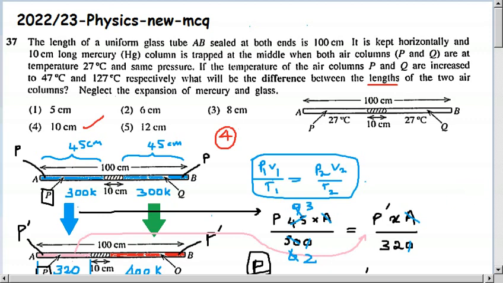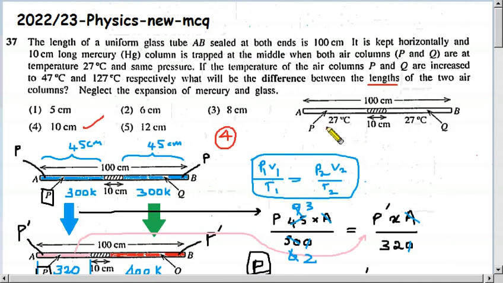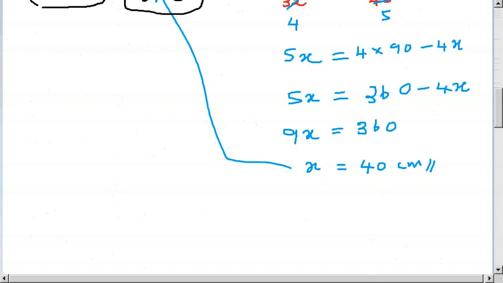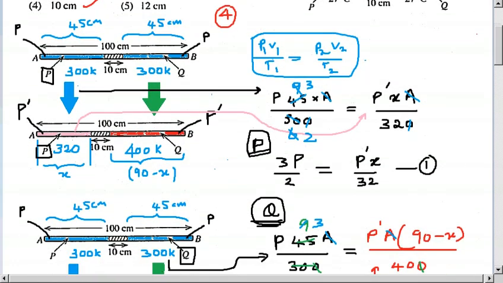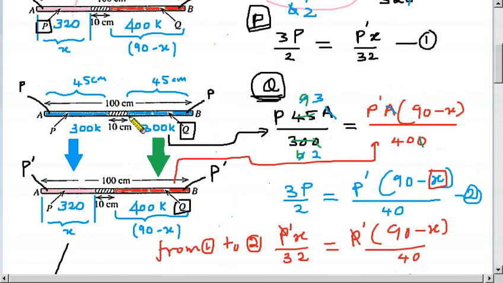So let us check the answer sheet. 37, fourth one, no? So correct, fourth one. So I think you understood. This one is not a big issue. You have to solve without getting confused about these air columns.